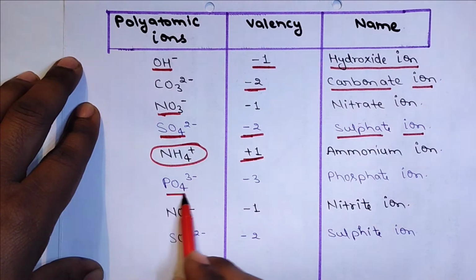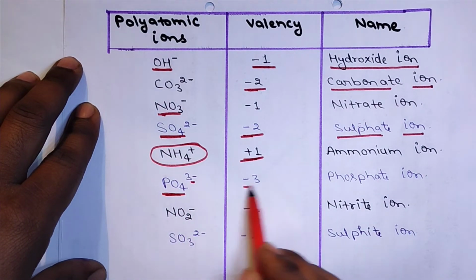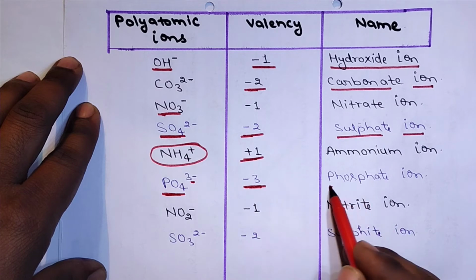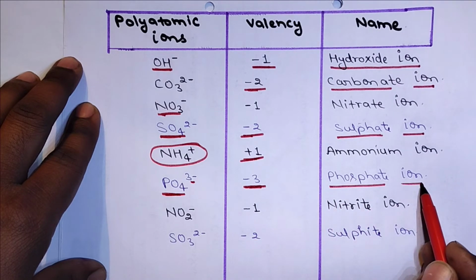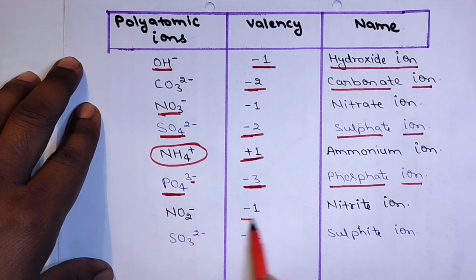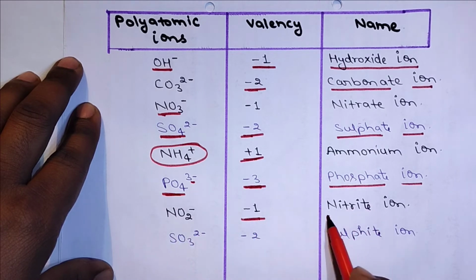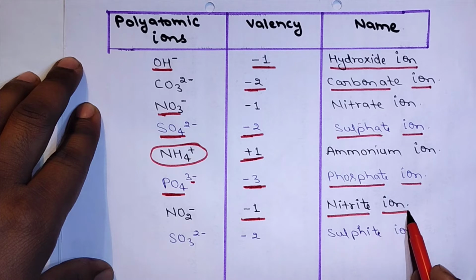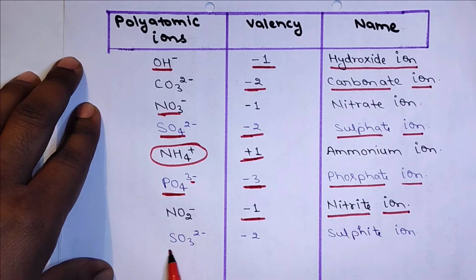Our next ion is PO4 3 minus. Its valency is -3 and its name is phosphate ion. Next, NO2 1 minus. Valency is -1 and its name is nitrite ion. And last, SO3 2 minus. Its valency is -2 and its name is sulfite ion.